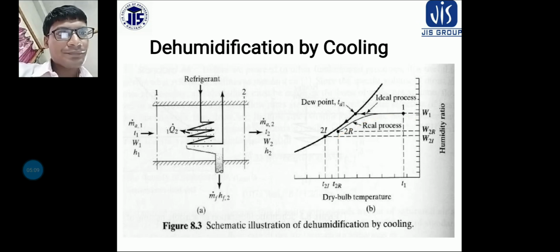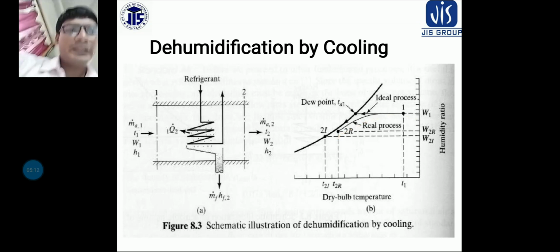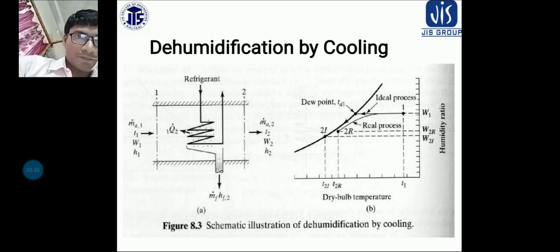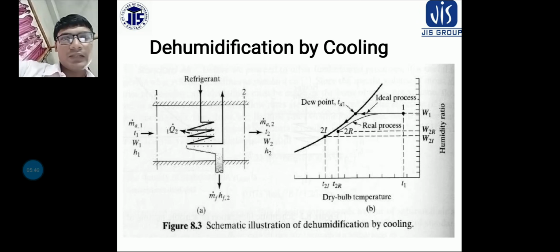The ideal process first takes sensible heat from the system and moves toward the dew point line. Then from the dew point line, heat is extracted again, which is latent heat, up to 2I. This is the ideal process, and it is basically not practicable. The real process is 1 to 2R. This is how I can show it in the psychrometric chart.